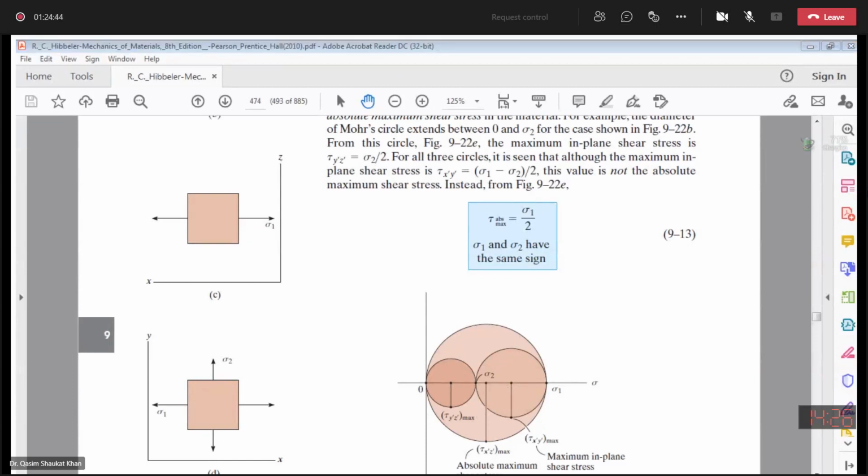Yes, sir. Okay, so now you have three Mohr circles. So this one is the maximum in-plane shear stress tau y dash z dash, this is tau x dash y dash, and this is tau x dash z dash. Now the next thing is we want to calculate. These are individual in-plane shear stresses.